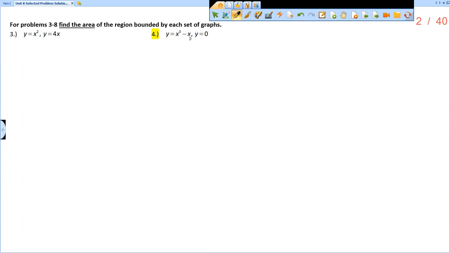All right, so first of all, y equals x cubed minus x. I need to figure out what this graph looks like. So I'm going to set it equal to 0 and factor. So I've got x times x squared minus 1. And so there's x equals 0 or x squared minus 1 equals 0. And so x equals 0 or x equals plus or minus 1. So this is a cubic polynomial with a leading coefficient of 1 with zeros at 0, 1, and negative 1.